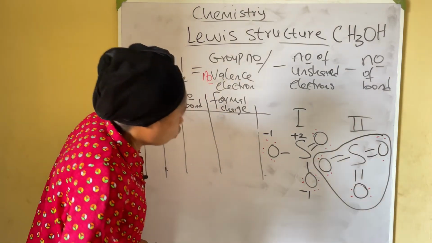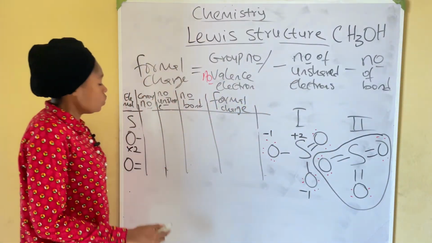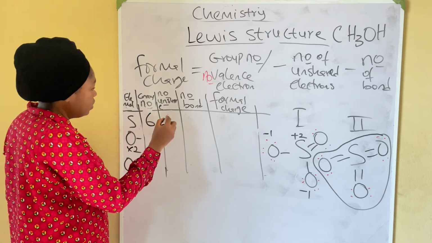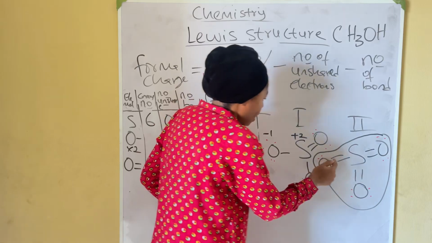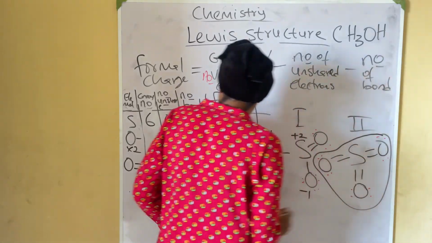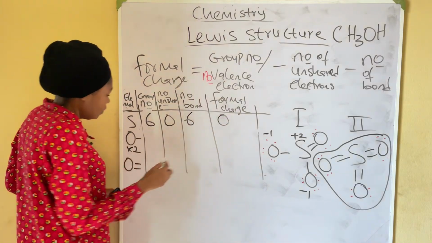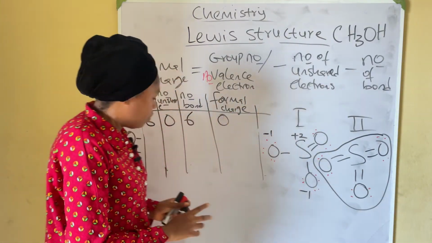Let's look at structure number 2. For sulfur, which group is sulfur? 6. Unshared electrons, it does not have any, 0. Number of bonds: how many bonds can you see here? 1, 2, 3, 4, 5, 6. So it has 6 bonds. So what's the formal charge? 0. Oxygen single bond? No oxygen single bond here.